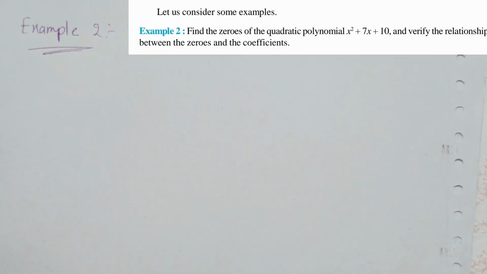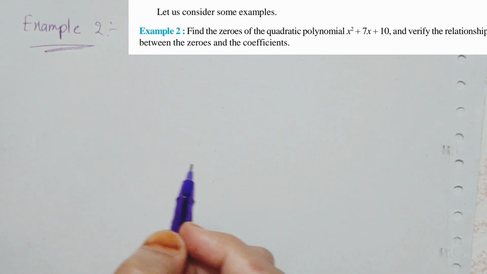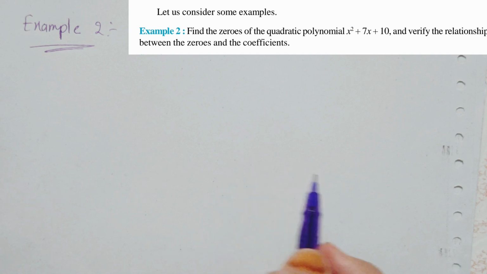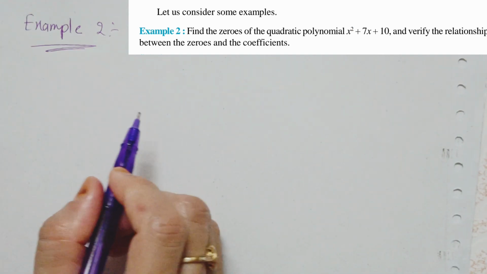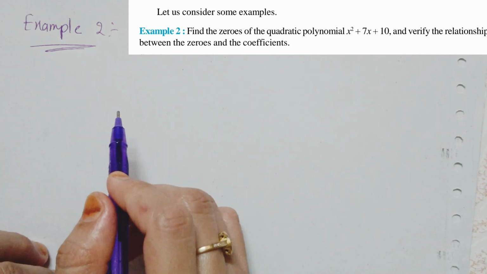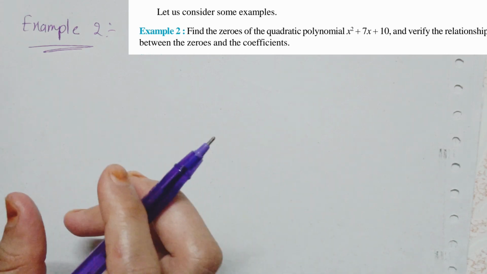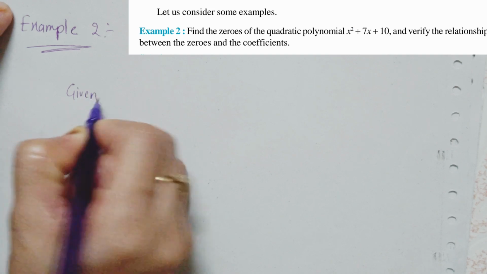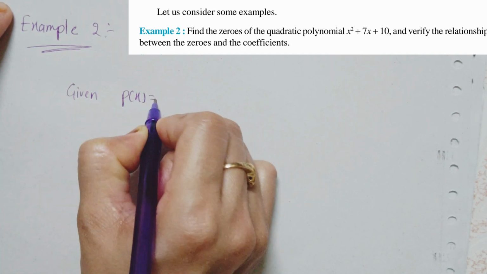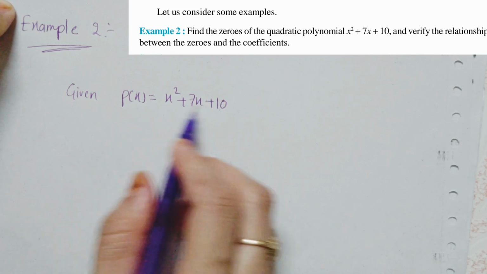What is the question? Just see. Find the zeros of the quadratic polynomial x square plus 7x plus 10 and verify the relationship between the zeros and the coefficients. Okay, this is the question. Now we have to find out the zeros of this given polynomial, then verify the relation between these zeros and coefficients. Okay, let's see this. Given polynomial p of x equal to x square plus 7x plus 10.